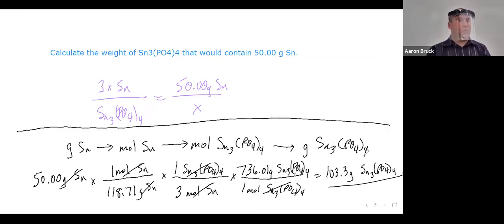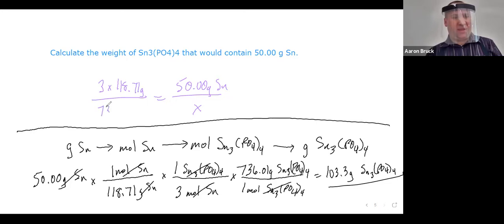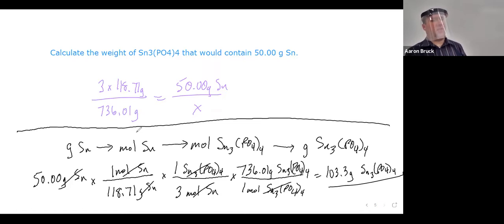The other approach would be using proportionality, because really this is just a mass percent question. So if I took it from a mass percent perspective, the molar mass of tin, as we established already, is 118.71 grams. And we already calculated that the molar mass of the compound is 736.01.